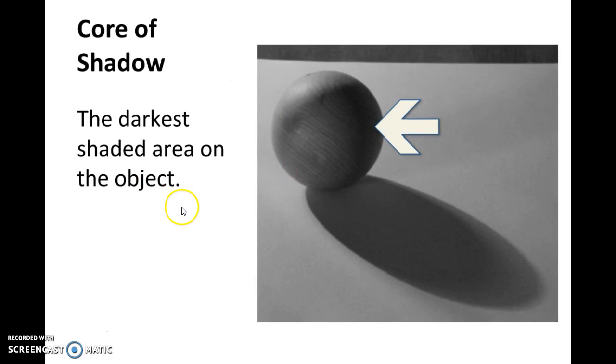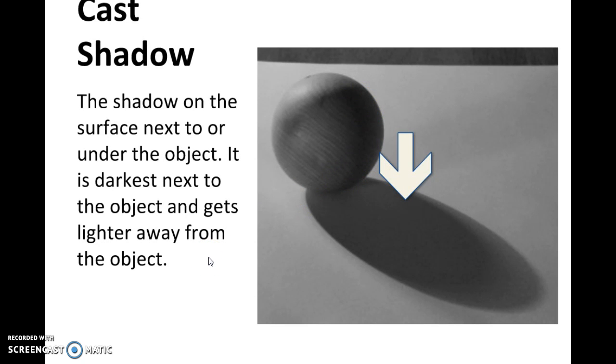Our core of shadow is the darkest shaded area on the object. In this case, you can see there's this kind of dark crescent shape because it's showing us that the sphere is rounded, and then this is the darkest area of the object.